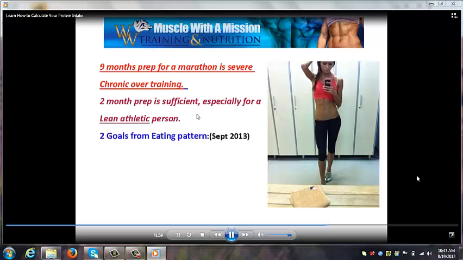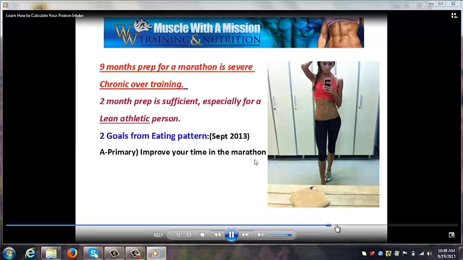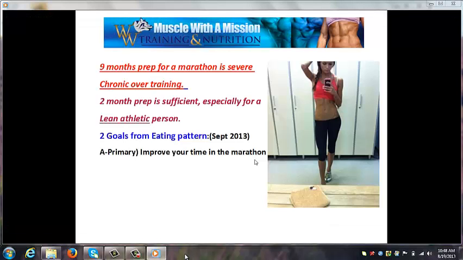So here's the goals, and we read the goals in her letter, or her email rather, and I actually emailed her back to confirm the goals. She has 2 goals. Primary goal: she wants to improve her time in the marathon. She wants to have a better time. Okay? Anybody who runs a race, they want to do what? They want to improve their time. They want to place better. They want to run it faster.